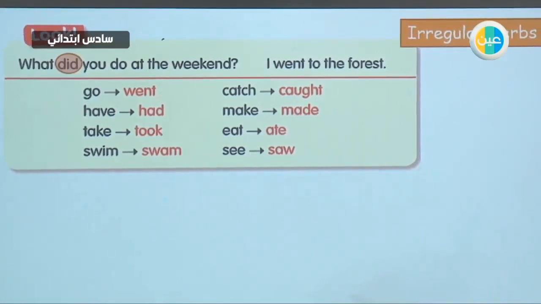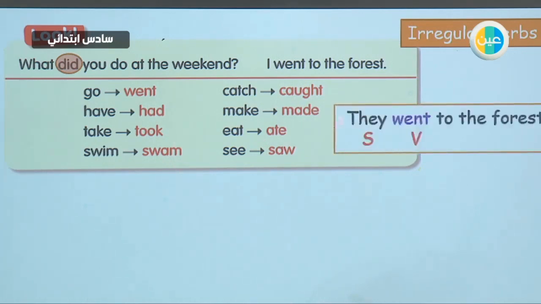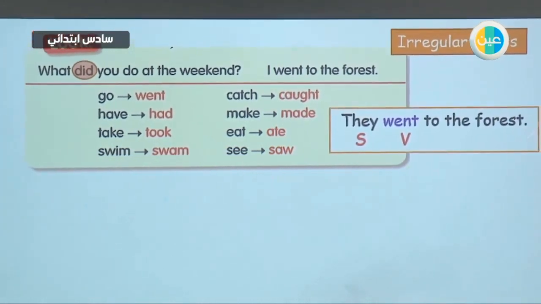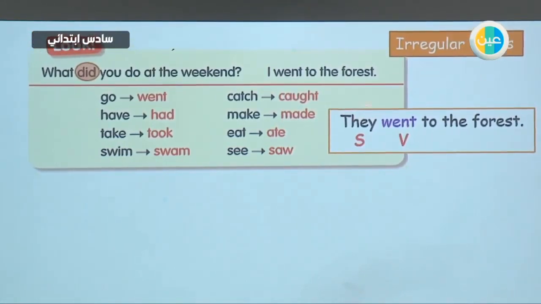Okay? Go becomes went when we talk in the past. Have, had. Take, took. Swim, swam. Catch, caught. Make, made. Eat, ate. See, saw. So these verbs are irregular verbs in the past. So, they went to the forest. Here, the sentence is in the past. The subject is they, and the verb went is one of the irregular verbs, and the sentence is in the past. The tense of the verb here is the past simple. But the verb is irregular. We don't have ed at the end.